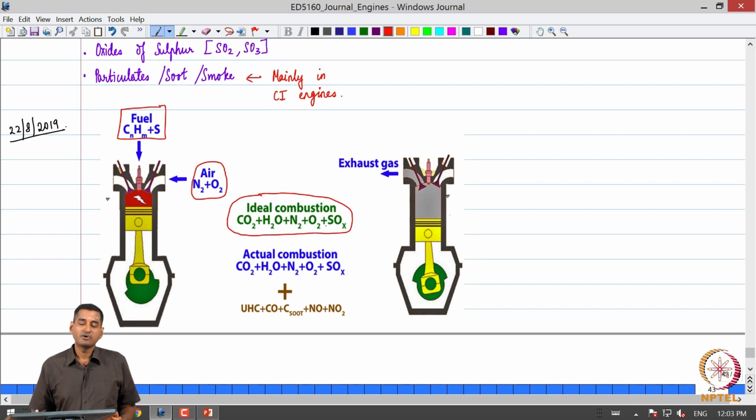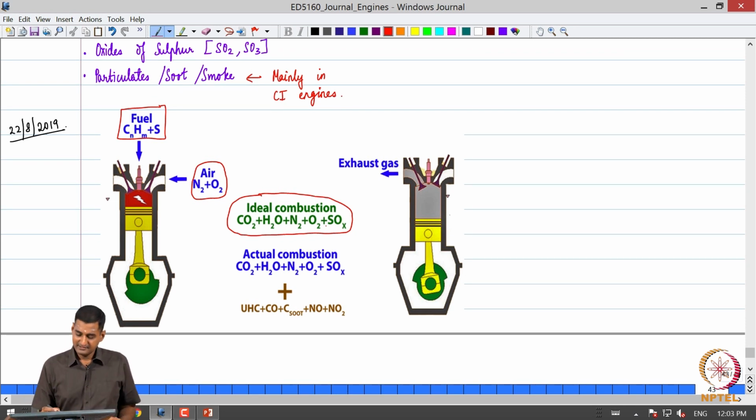In other words, all the hydrogen and carbon in the fuel must be completely oxidized, so that we avoid other exhaust emissions and also ensure that we are able to retrieve the maximum possible chemical energy from the fuel and convert it into thermal energy. So that is the ideal scenario.